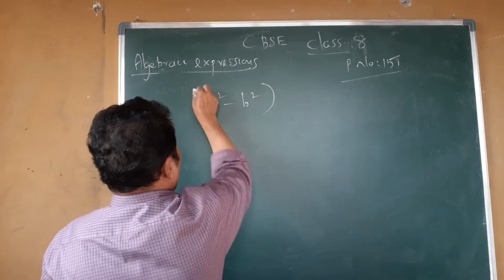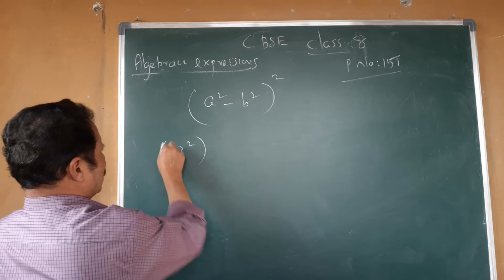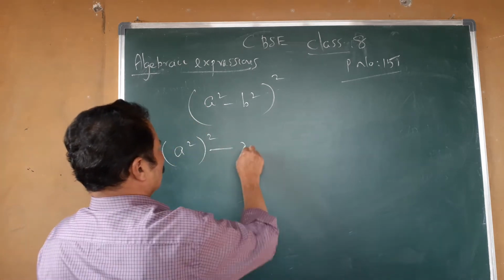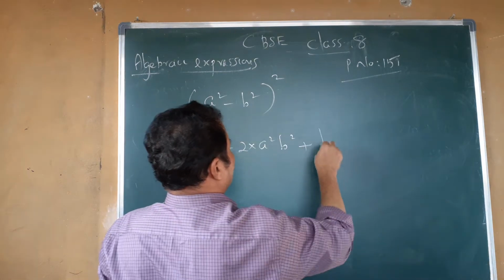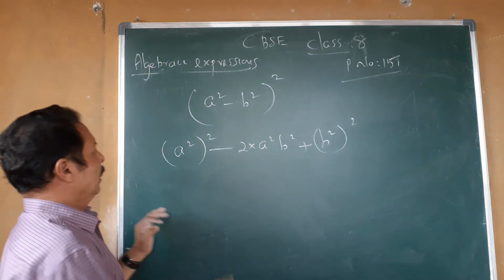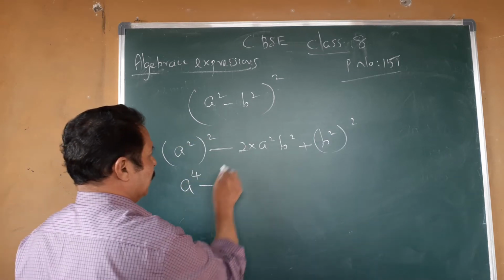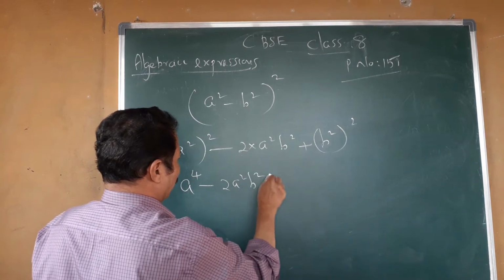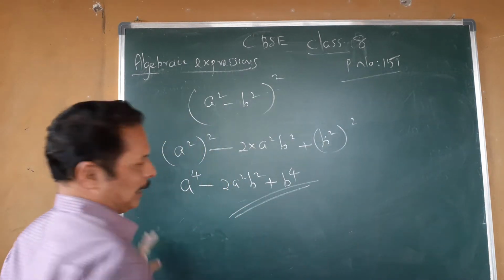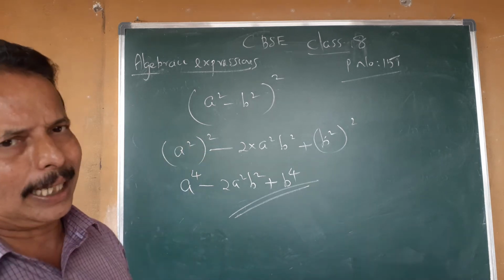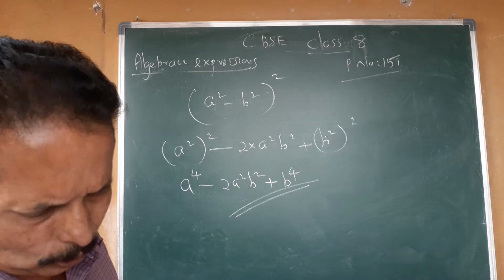(a square minus b square) whole square. That's also (a minus b) whole square. Look here. (a square) whole square minus 2 into a square into b square plus (b square) whole square. (a square) whole square is a raised to 2 into 2, 4. You remember that? Minus, you multiply, you get 2a square b square, plus (b square) whole square is b raised to 4. That's your answer. It's a simple application of (a plus b), (a minus b) whole square. Is it clear? That's one of the questions.